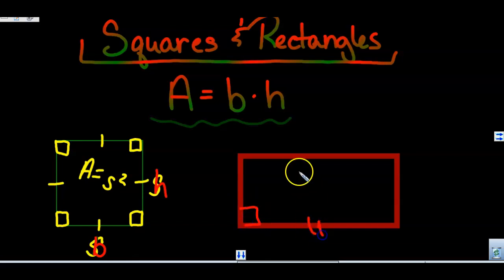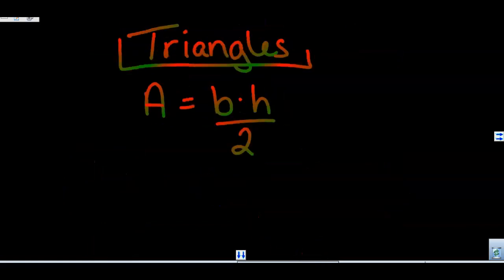Okay? We've got opposite sides are congruent and 4 right angles. This is a rectangle. To calculate the area of a rectangle, we're going to take the base times the height. Now let's move on to triangles. In order to calculate triangles, remember we're taking the base times the height and dividing it by 2.